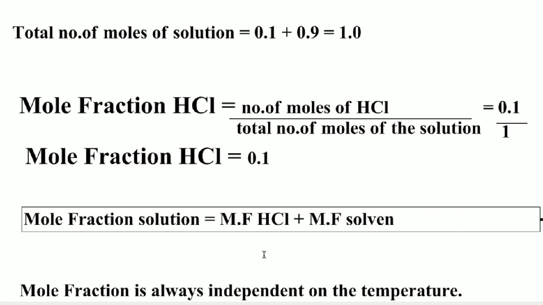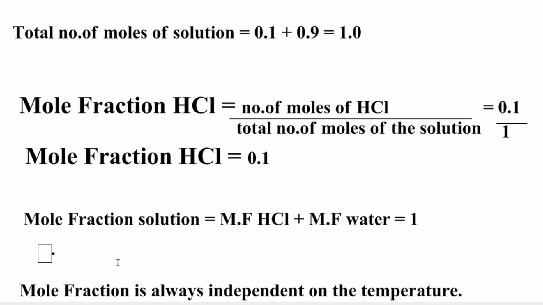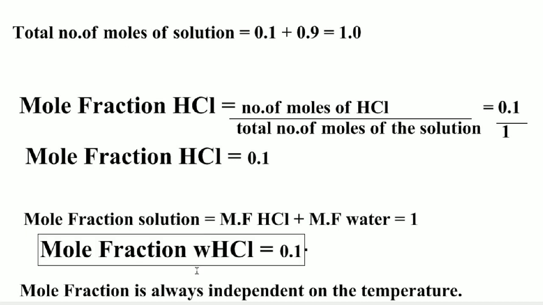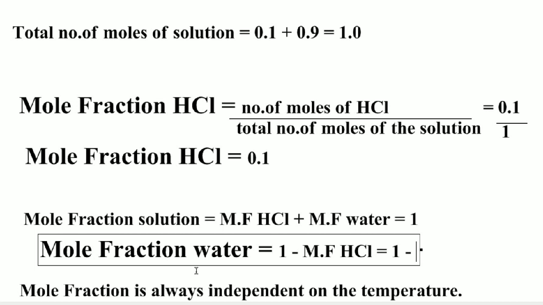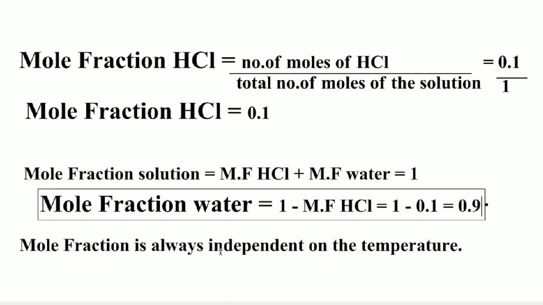So mole fraction of HCl plus mole fraction of water equals 1 only. Therefore students, we can find the mole fraction of water. Mole fraction of water is nothing but 1 minus mole fraction of HCl only. So students, we get the mole fraction of HCl as 0.1. So 1 minus 0.1 equals 0.9. 0.9 is the mole fraction of water.